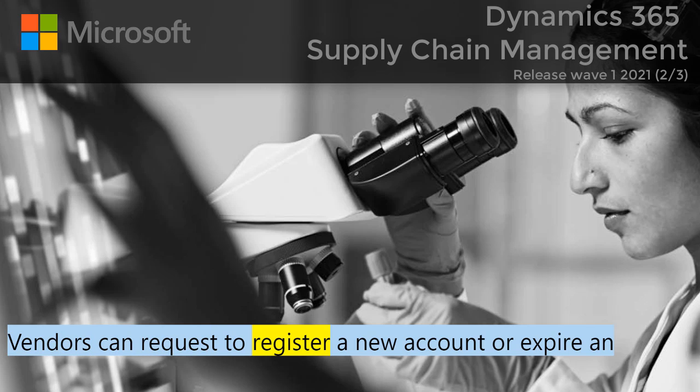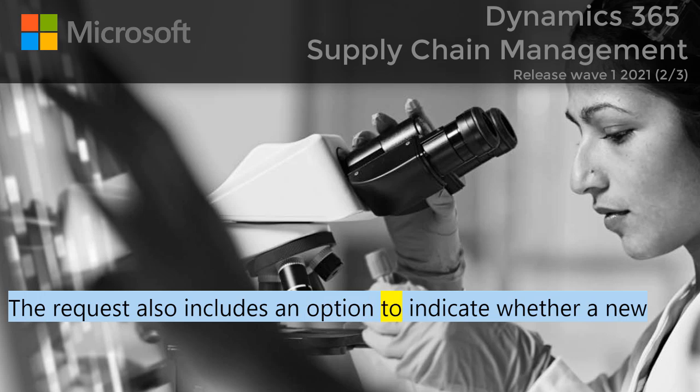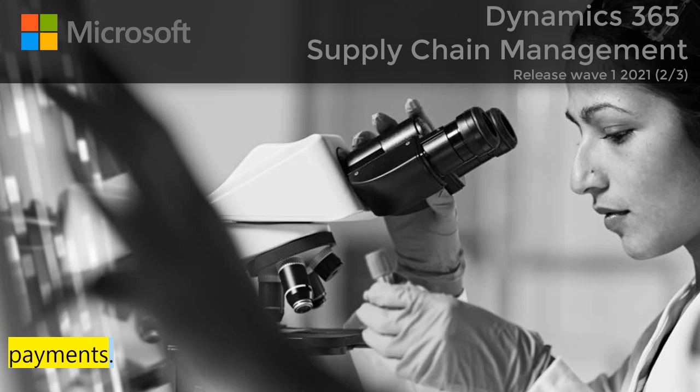Vendors can request to register a new account or expire an existing one. While doing so, they can add a note to the request. The request also includes an option to indicate whether a new bank account should be the primary account for vendor payments.